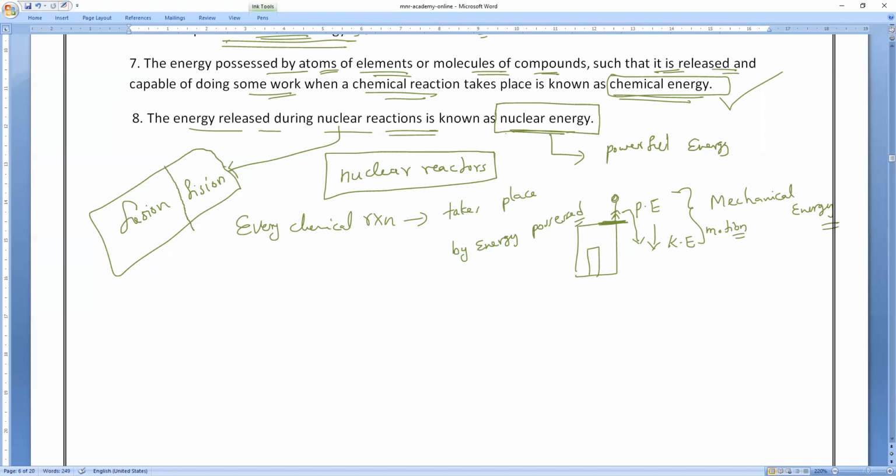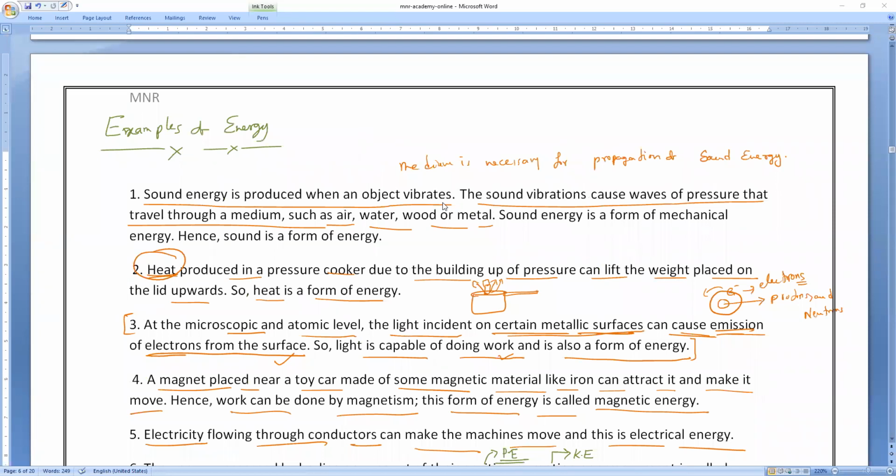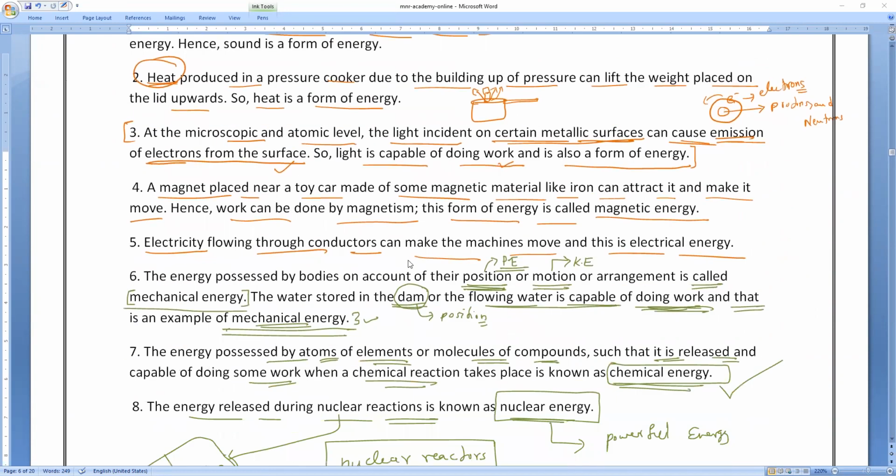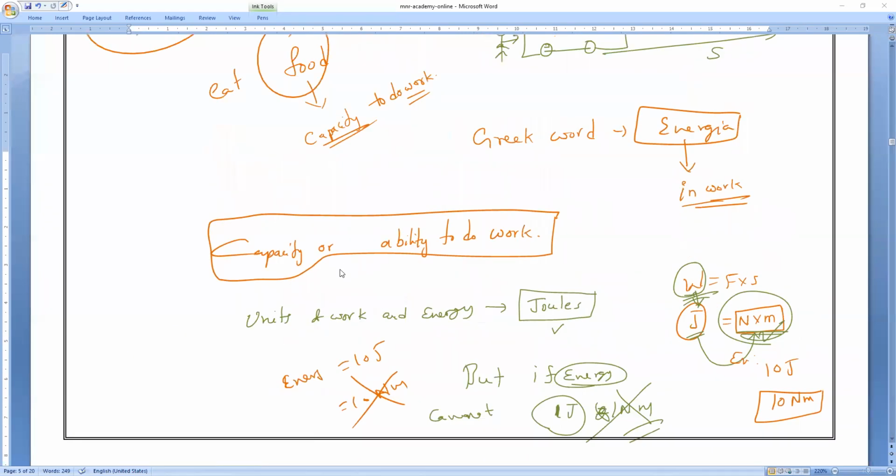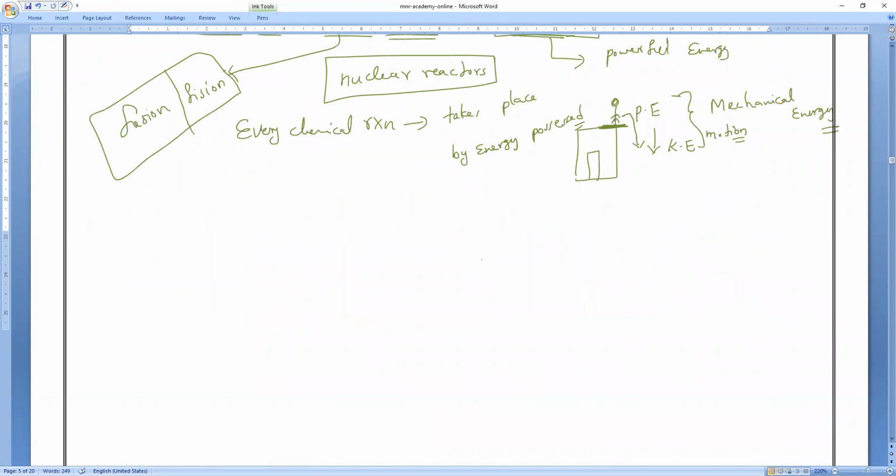So these are the examples of energy which we see in our daily life. I hope everybody understands. I will send it to you later, you can note it. So these many examples you can give for energy in our surroundings. Every energy does some work, am I right or wrong? So that is why we say, what do you mean by energy? Definition: capacity or ability to do work. That is what you have to remember.